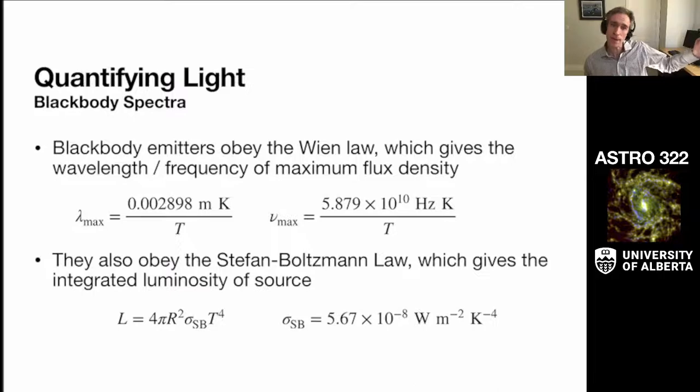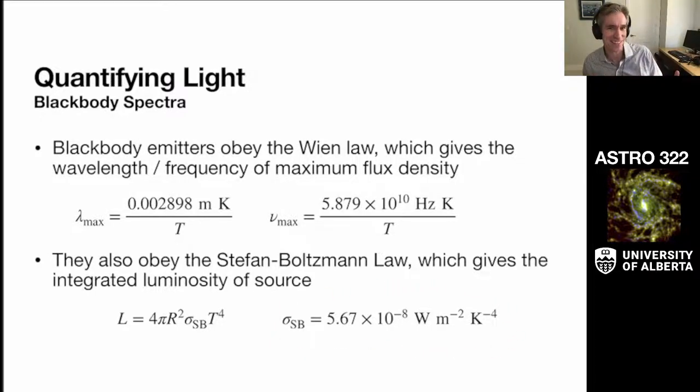The other thing is, if you integrate under that curve, you come up with what's called the Stefan-Boltzmann law. That gives the integrated luminosity of a thermal source. It takes the flux density term and integrates all the way from zero to infinity over wavelength or frequency. It doesn't matter which, because it's the full integral range. And you get that for a spherical emitter, the total luminosity is 4 pi r squared, which is the surface area of a sphere, times sigma SB times temperature to the fourth. Oh, and here's sigma SB right here.